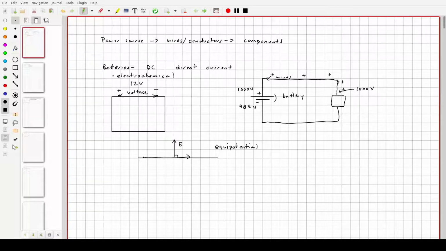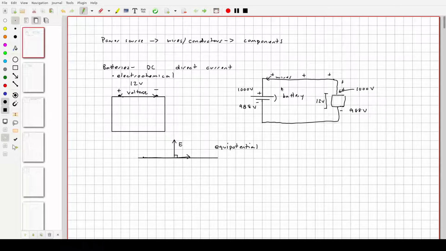Equipotential, equal potential, the potential does not change. On this side, there would be a negative 988 volts, and across my device, just like across the terminals of this battery, I would see 12 volts. That's how equipotentials work.